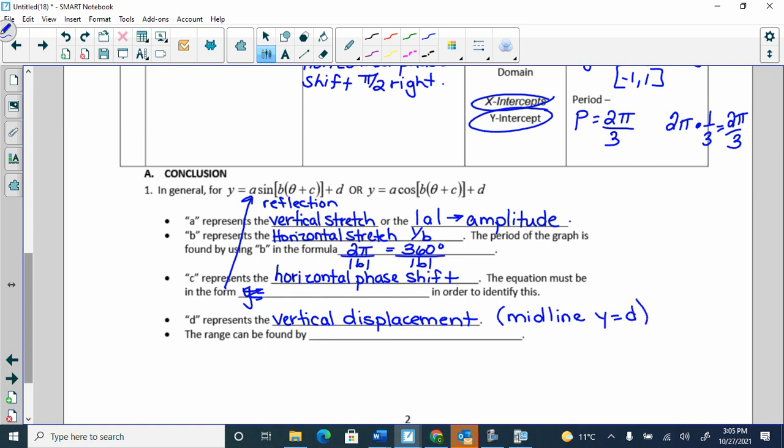And the range can be found by y such that my minimum is less than or equal to y is less than or equal to my maximum. My max is D plus the absolute value of A, and my min is D minus the absolute value of A.